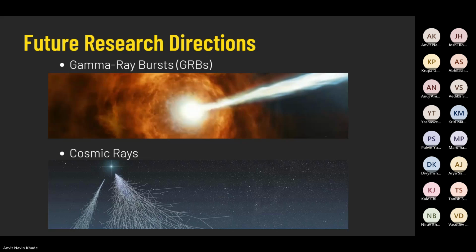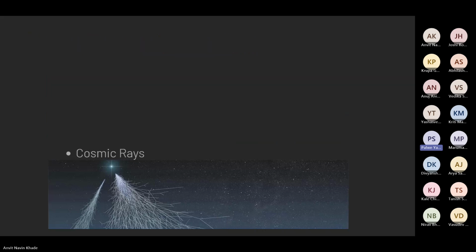Cosmic rays are high energy particles, primarily protons, that travel through space at nearly the speed of light. They originate from supernovae, active galactic nuclei, and other high energy processes. Research includes understanding their acceleration mechanisms and their impact on the interstellar medium and planetary atmospheres. Advanced detectors like the Pierre Auger Observatory and IceCube are key tools in this research. Next one.